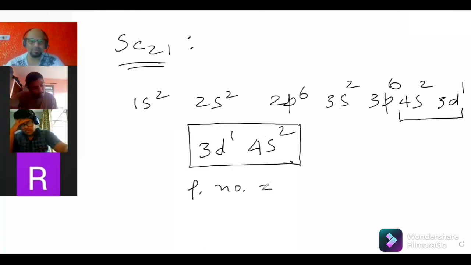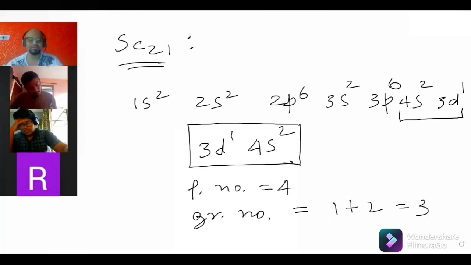3d1. So our valence electronic configuration is this. This is your first job, to identify the valence configuration: 3d1, 4s2. Now, after that, you need to find out the period number. Period number is equal to 4. Between 3 and 4, of course, 4 is bigger. And group number is 1 plus 2, that is 3.